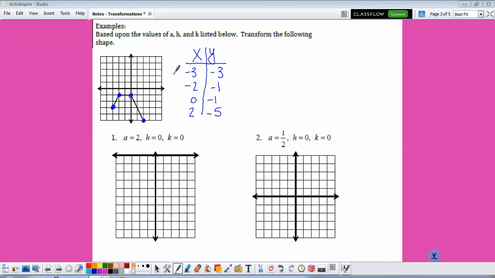Since this is our original graph, we're going to be referring to this chart in each problem. So if you see here, we have A equals 2, H equals 0, and K equals 0. Because H and K are 0, they're not going to change our graph at all. It's going to move 0 places left or right and 0 spaces down or up. So we just need to worry about A. A always gets multiplied to the Y values.